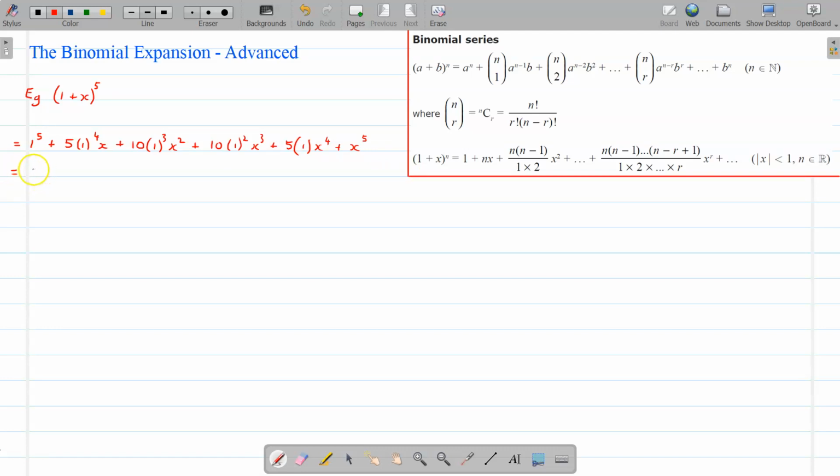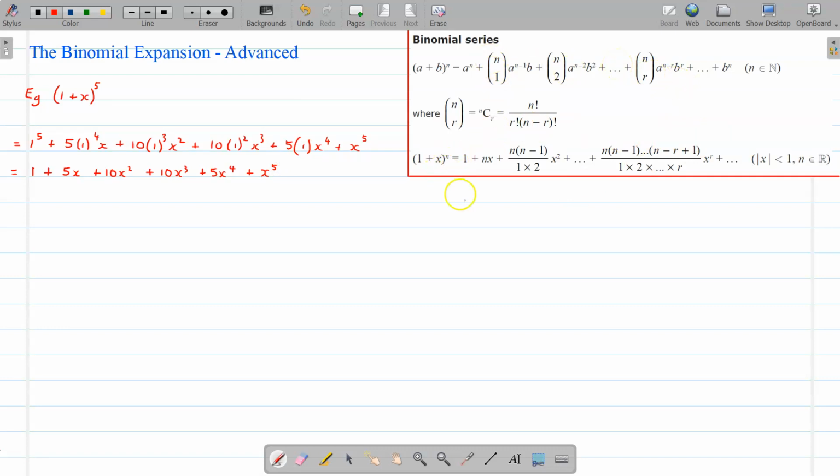Okay, and if we tidy that up and take out all the unnecessary ones and powers of 1 and the brackets, we've just got 1 plus 5x plus 10x squared plus 10x cubed plus 5x to the 4, and finally x to the power 5. So that's the simplified expansion of 1 plus x to the 5 using what we've already learnt.